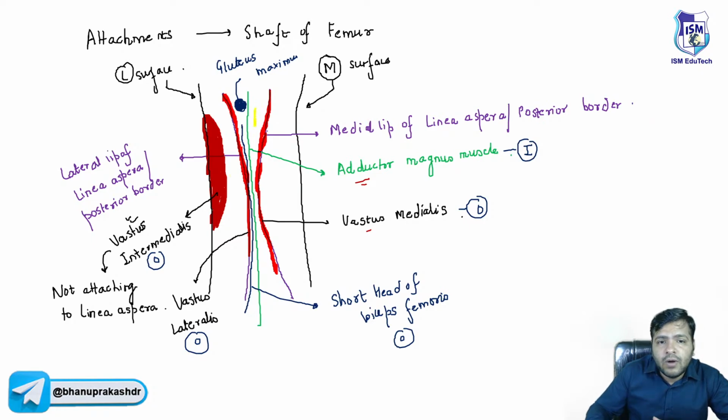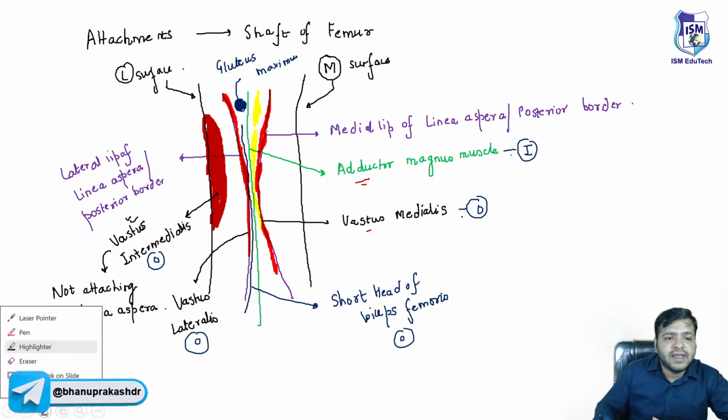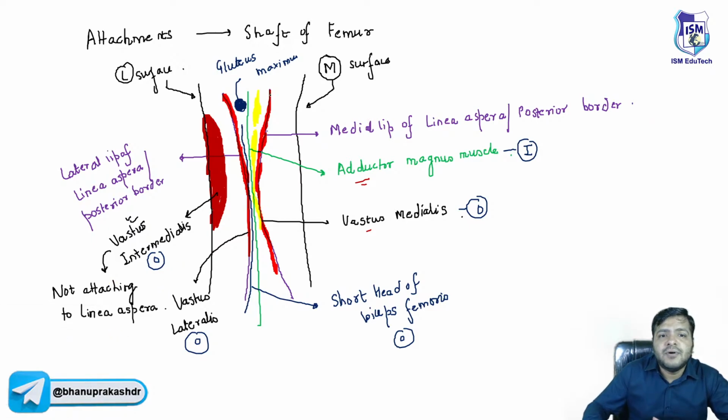Yeah, one muscle above and one muscle below. These two muscles which I have drawn with yellow highlighter. Remember beta, the above muscle, between the adductor magnus and the vastus medialis, this muscle is adductor brevis.